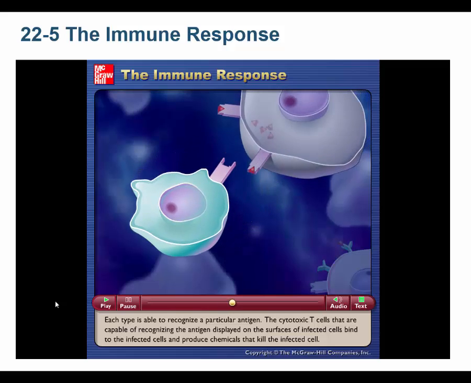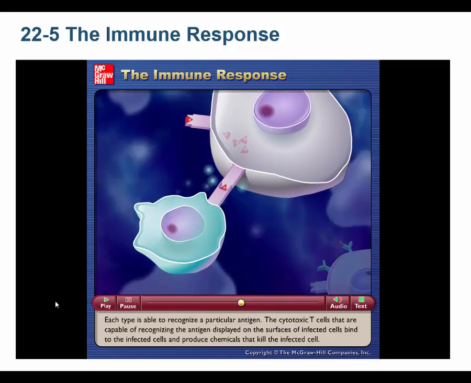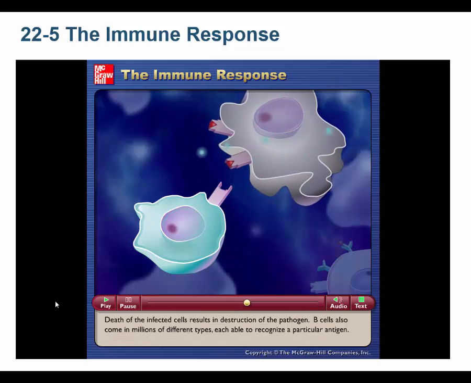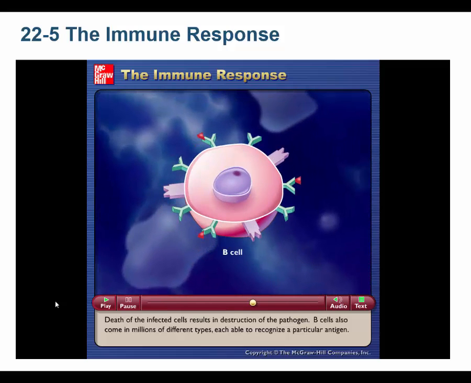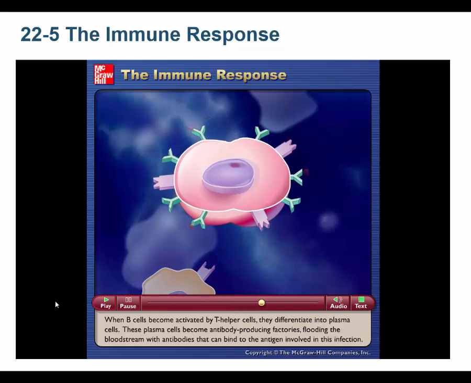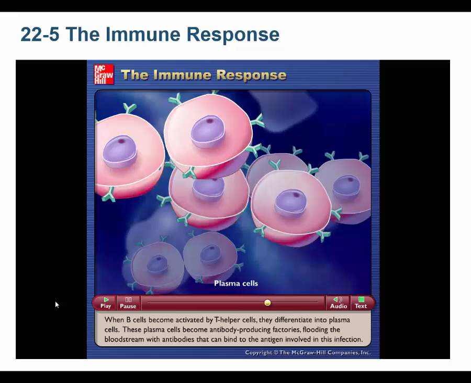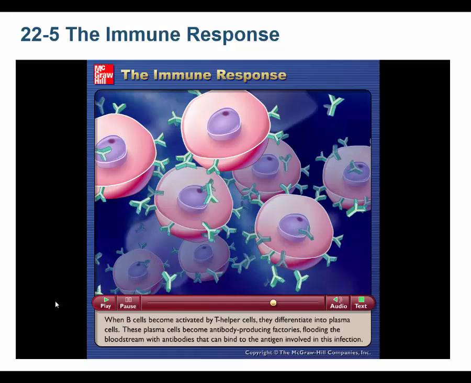The cytotoxic T cells that are capable of recognizing the antigen displayed on the surfaces of infected cells bind to the infected cells and produce chemicals that kill the infected cell. Death of the infected cells results in destruction of the pathogen. B cells also come in millions of different types, each able to recognize a particular antigen. When B cells become activated by T helper cells, they differentiate into plasma cells.